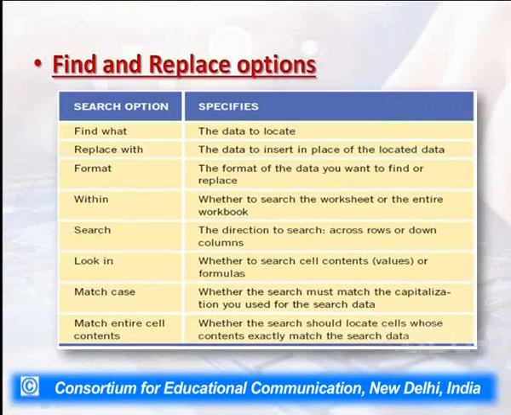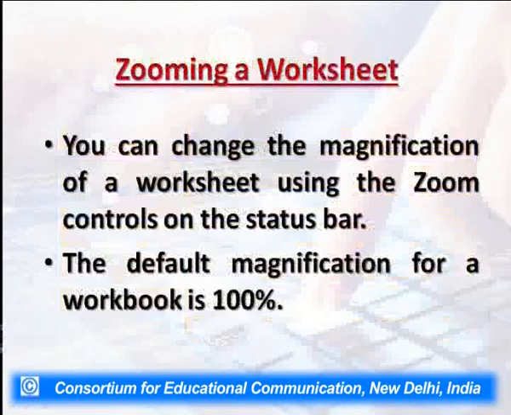So, in find and replace options, we have all these different options. Like Find what, in this you specify what is to be found, the data which is to be located. Replace with means the data which will be inserted in place of the data which is searched. The format of the data is specified in the format command. Then within search, and there are other options also, match case, match entire cell contents. So, you have a large number of options, so that your search will be very specific and a very result oriented search that you will get.